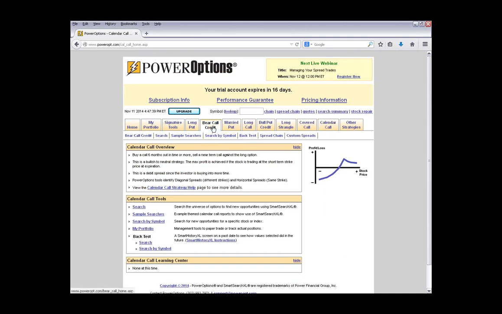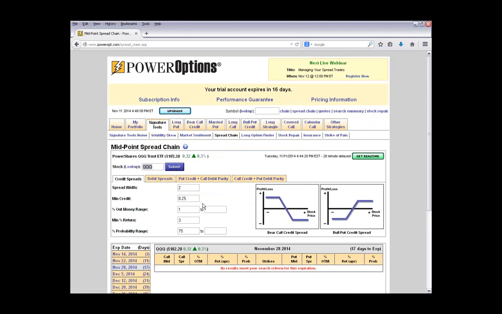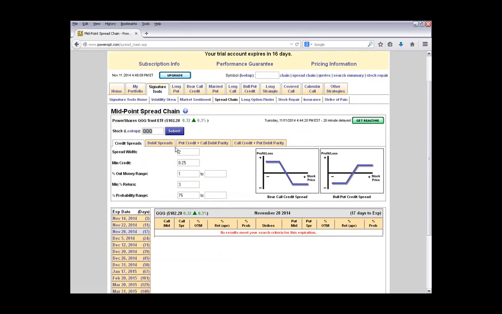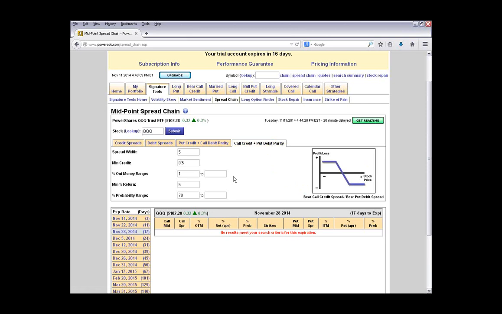But the other quick tool we wanted to show here for our classic bear is under the bear call credit spread. I could look one stock at a time and see things such as the probability values and other values as well. But I want to take a look at what we call the spread chain. Underneath the spread chain, this is a tool that allows us to look at credit spreads, debit spread view, or we can use the put credit and call debit parity. So a bull put credit is a parity trade to a bull call debit. We're going to take a look at the bear call credit and bear put debit parity position.